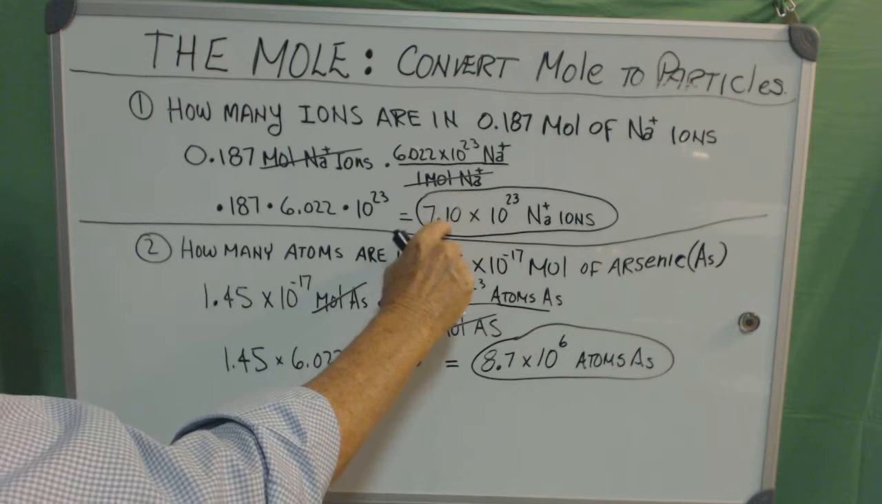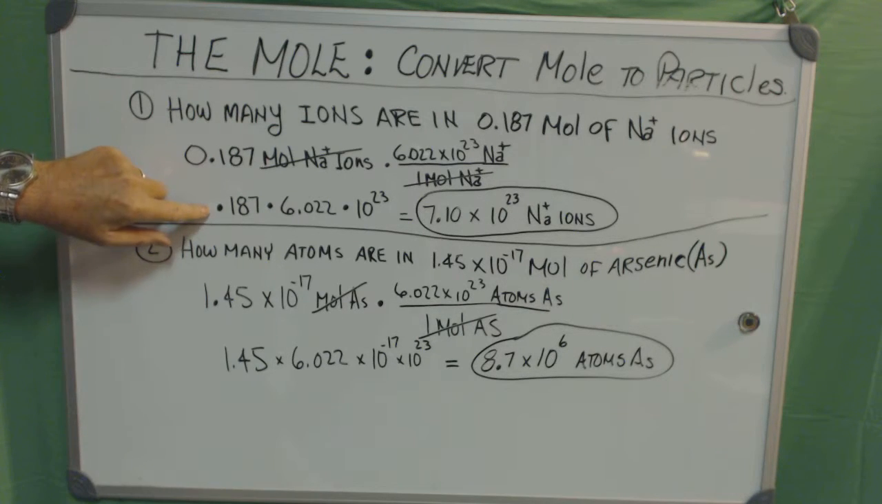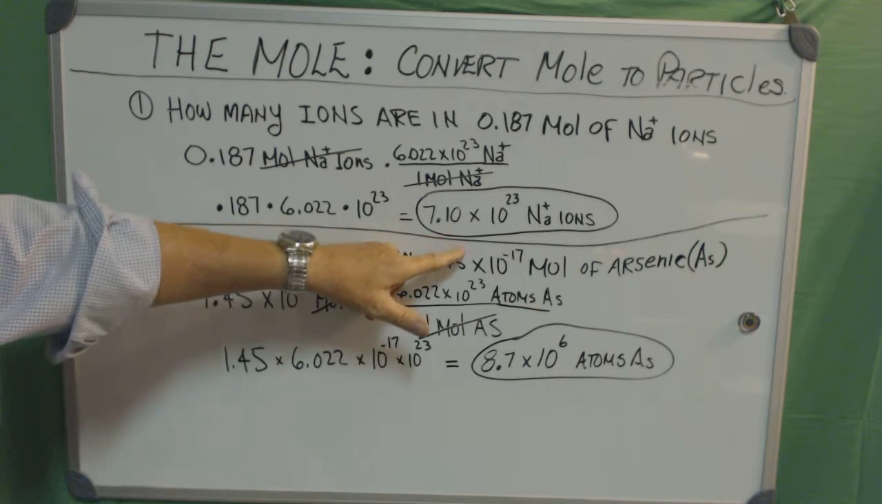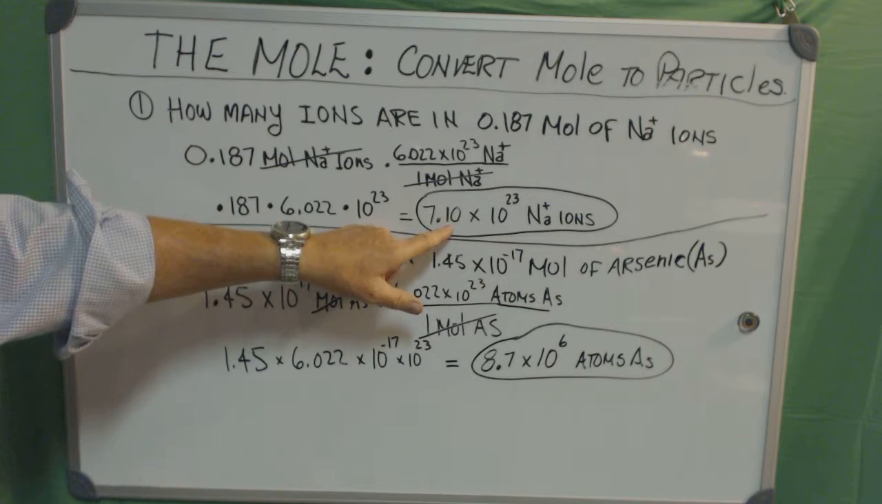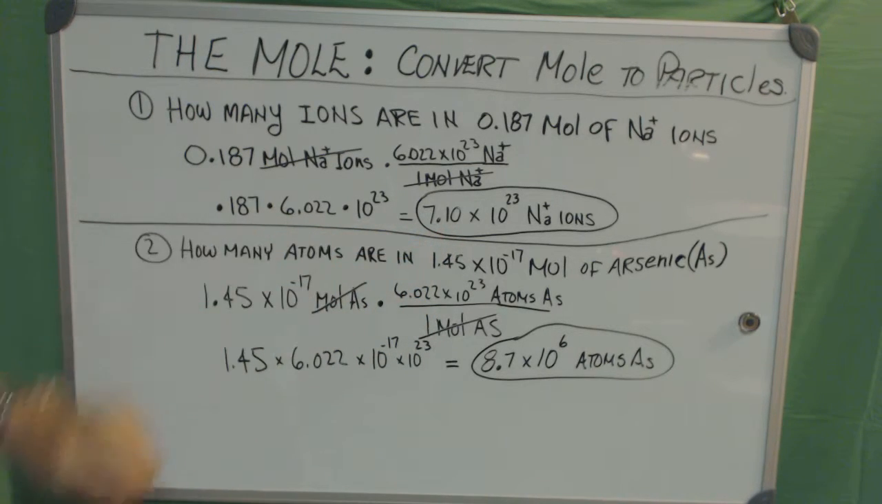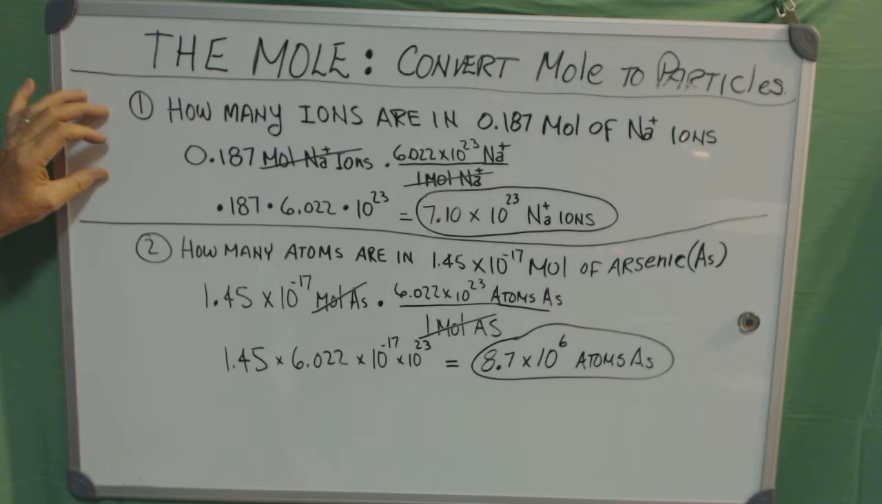Notice I added a 0 to the 7.10 because our significant digits is 3, and I want to show that we have 3 significant digits in here. If I left it at 2, I'd just have 2 significant digits, and I would be understating the accuracy of this analysis. That's number 1.